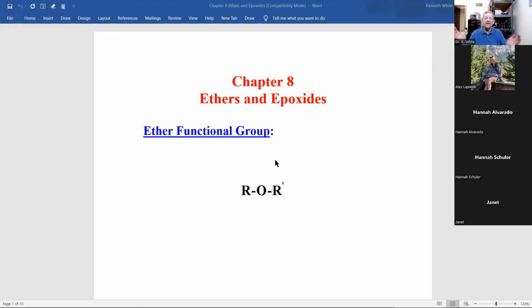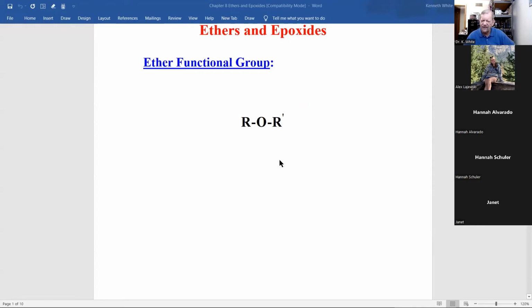All right. And let's talk about ethers. Ethers are different than alcohols. They're an oxygen, and attached to that oxygen, like an alcohol is an R group, but instead of a hydrogen here, you have another R group, and this is called an ether.